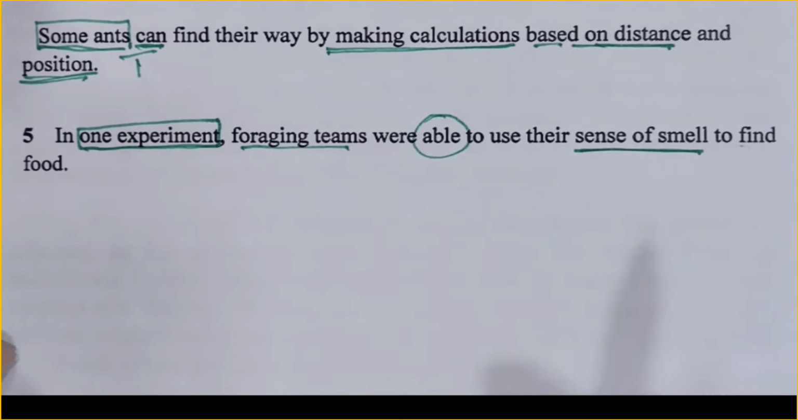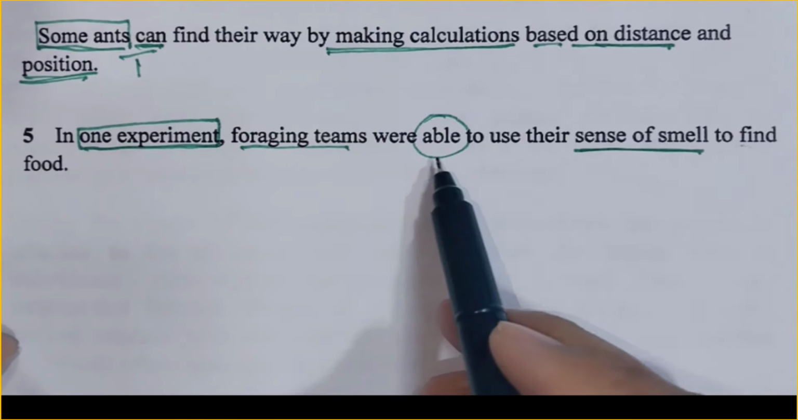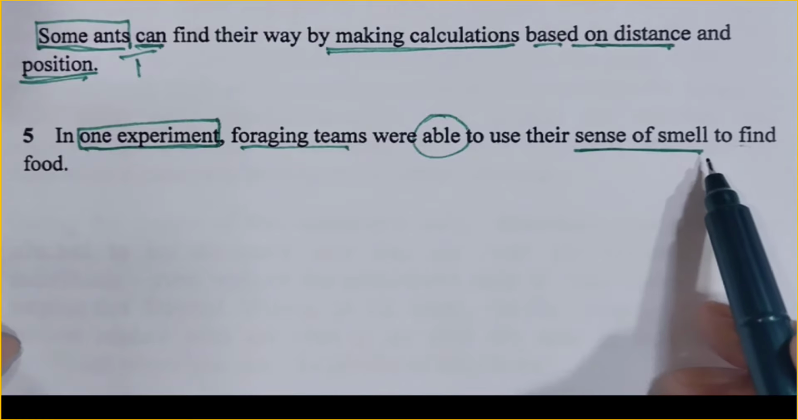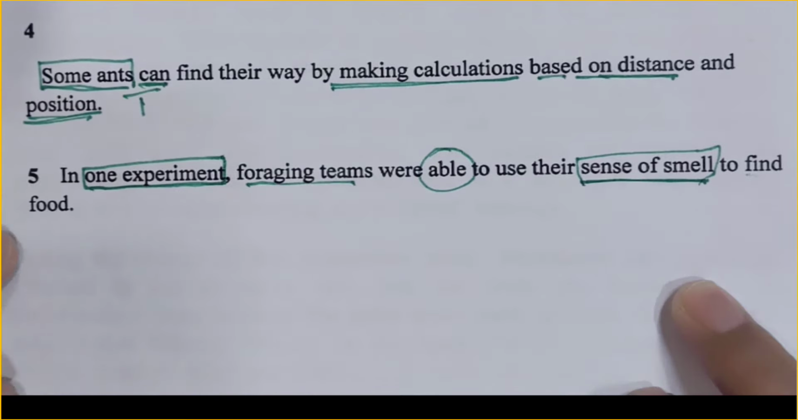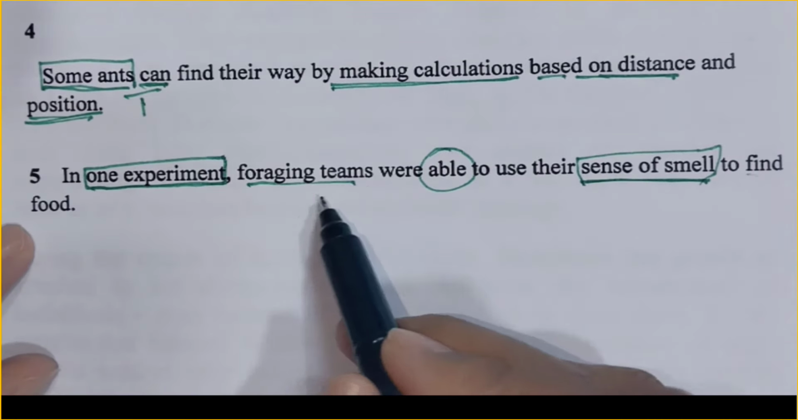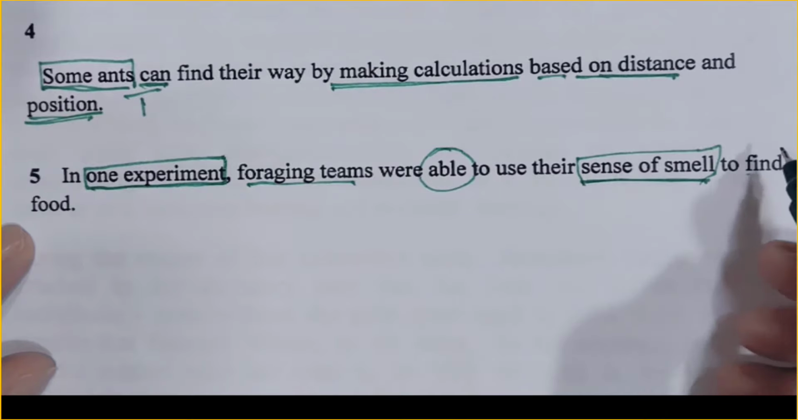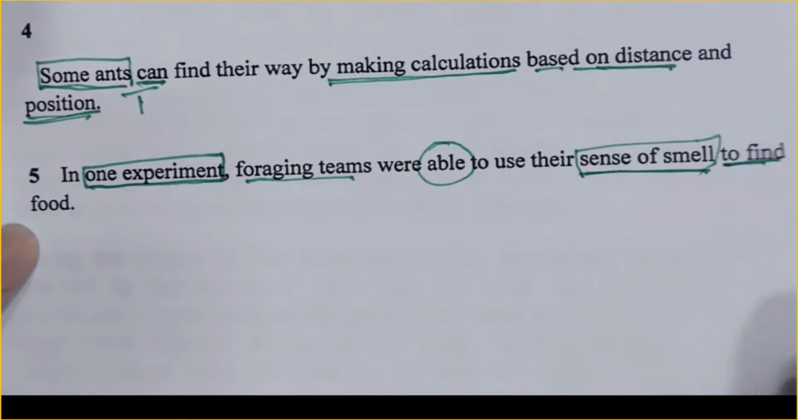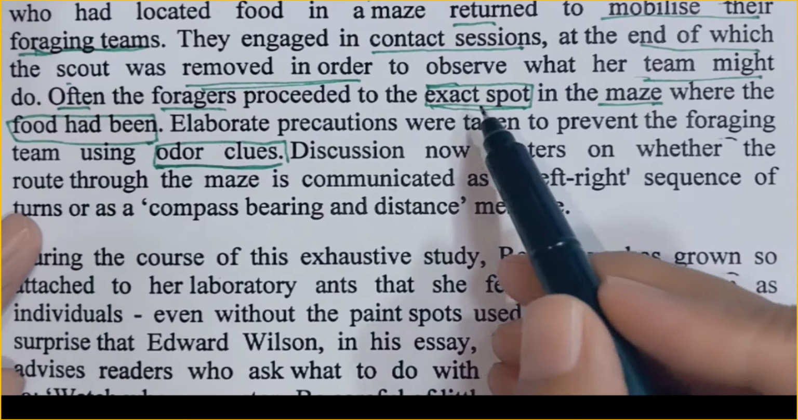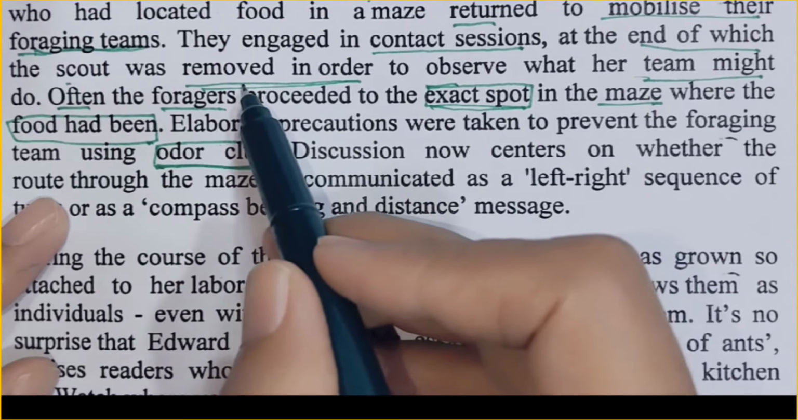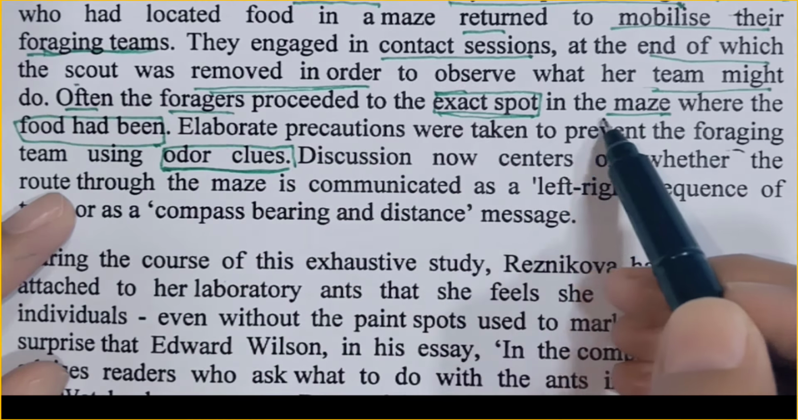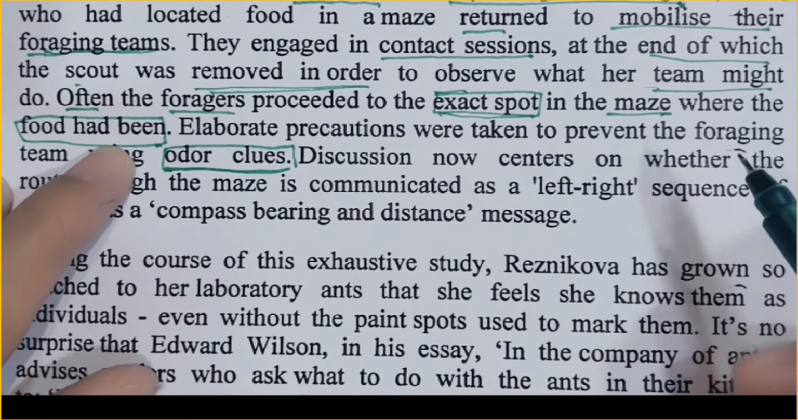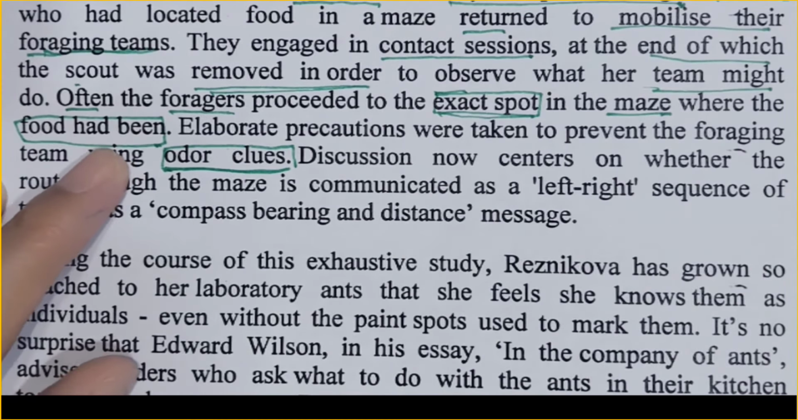Now, question number 5. In one experiment, foraging teams were able to use their sense of smell to find food. In this question, they are asking whether teams were able to use their sense of smell to find food. But here the passage says often the foragers proceeded to the exact spot in the maze where the food had been. I mean, the food is not there, the food had been there.